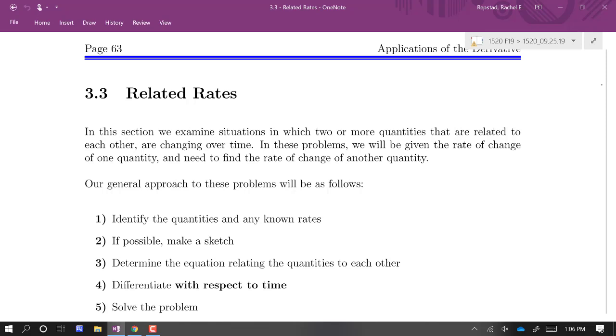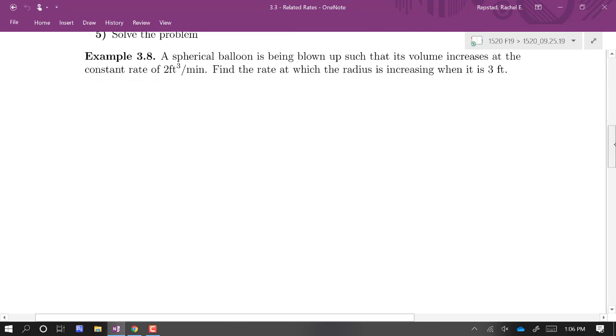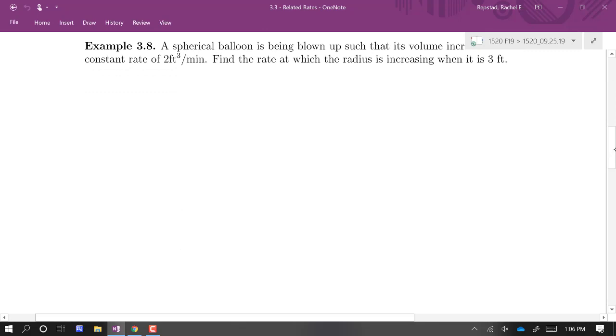Like, for example, if they talked about a balloon being blown up, I might use the equation volume equals 4/3 pi r cubed. And if I differentiated that equation with respect to time, I would end up with an equation that described how fast the volume is changing, dV/dt, related to how fast the radius is changing, dr/dt. So there's some implicit differentiation. We are differentiating with respect to time, and we're often dealing with variables that are not time in our equations.